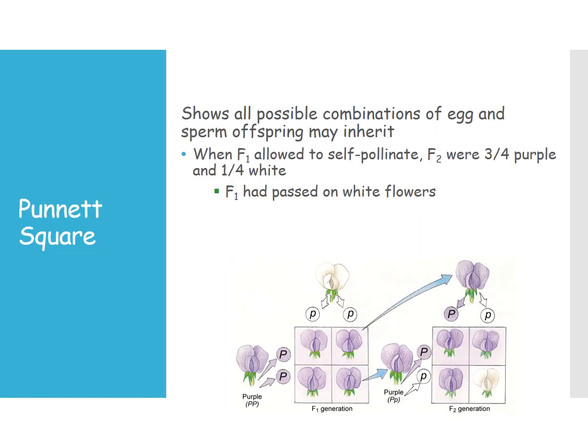Punnett squares show all possible combinations of egg and sperm that the offspring may inherit. On the outside of the square, you indicate the genes that are found in the parental plants. And the inside of the square gives you the genetic makeup of possible offspring. When the F1 generation was allowed to self-pollinate, this created the F2 generation, or second filial generation, where 3/4 of the plants had purple flowers and 1/4 had white flowers. So the F1 generation had passed on the gene for the white flowers.